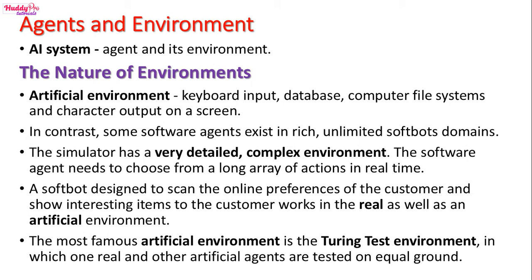An AI system is composed of an agent and its environment. Because we know any system is a combination of several elements, a system is composed of several components. Now the AI system is composed of, one, the agent, and two, its environment. The agents act in their environment, and the environment may contain other agents.